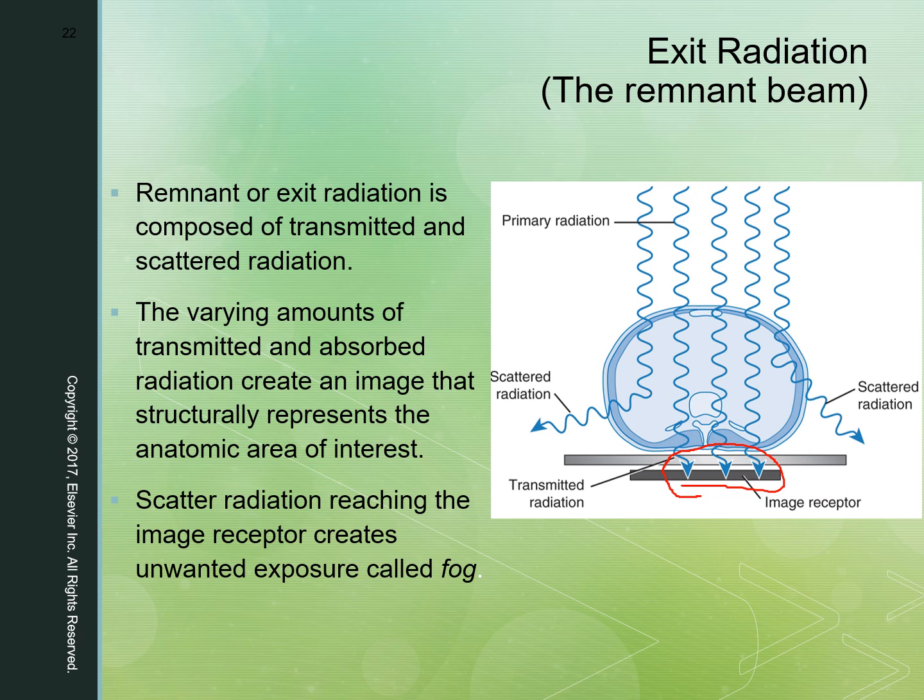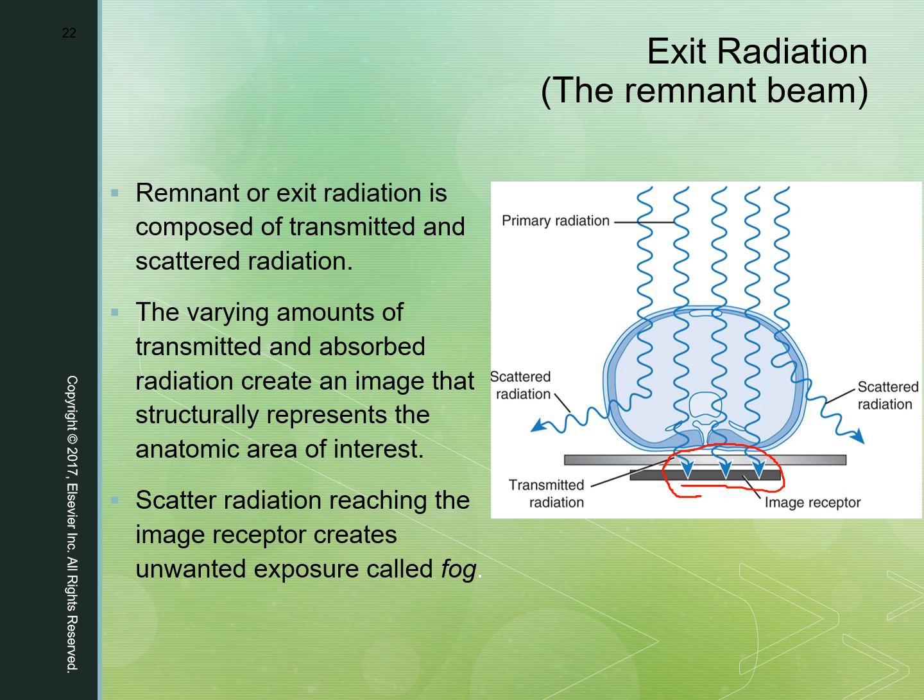So exit or remnant beam is composed of transmitted and scattered radiation only. Photoelectric interactions are lost inside the body. We don't get information, but the lack of information contributes to information on our image, meaning that absorption creates a brightness on our image, which tells us there was a high absorbing material in that area. The varying amount of transmitted and absorbed radiation create an image that structurally represents the anatomic area of interest or the subject contrast within the body.